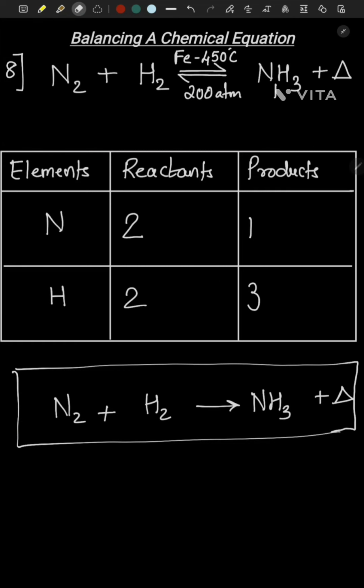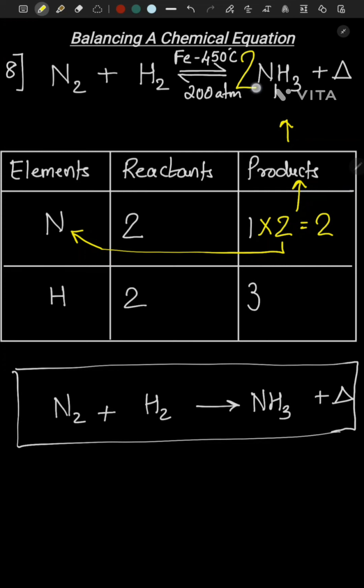In order to balance, we can take any one. So let's start with nitrogen first. I know that if I want to make this 1 as 2, I just need to multiply this by 2. So now I am multiplying 2 to which element? Nitrogen. On which side? On the product side. But as I go up and check, I don't find nitrogen alone. It's combined. So I will put this 2 for all. So once I take this 2 for all, this nitrogen gets balanced easily, 2 and 2.